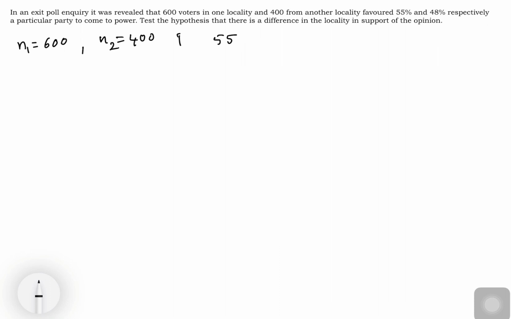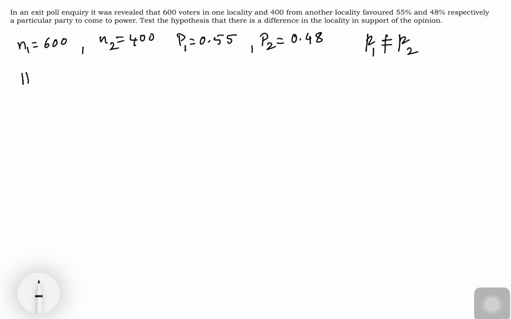So capital P1 is equal to 0.55, capital P2 is equal to 0.48, respectively, favoring a particular party to come to power. Test the hypothesis that there is a difference in the locality in support of the opinion. That means the proportions of success in the populations P1 and P2 are not equal, so they differ. So again, this is a two-tailed test.